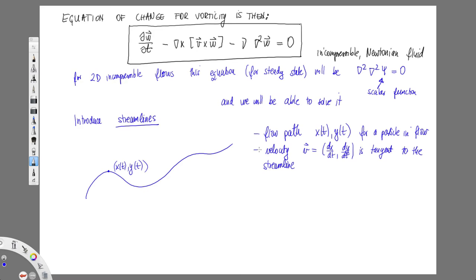Now, stream function, and that is going to be this psi, is constant. So stream function is a function that is constant along a streamline.